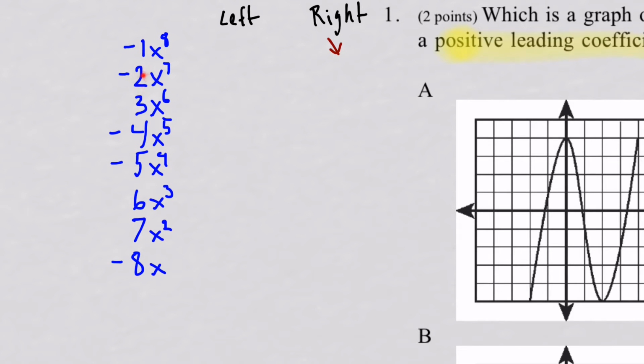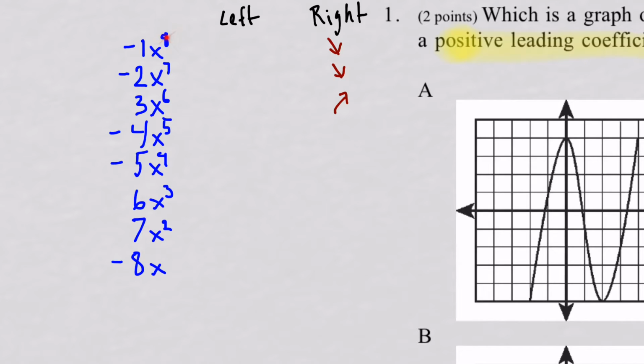This second one is negative, so on the right side, it's also going down. And you could keep going like that. This one is positive. That means on the right side, it's going up. So the a value only worries about the right side of the graph.